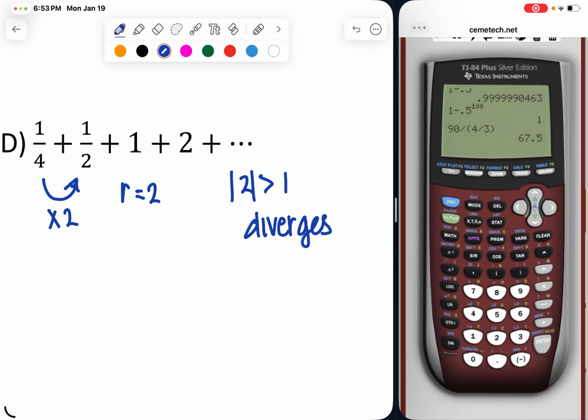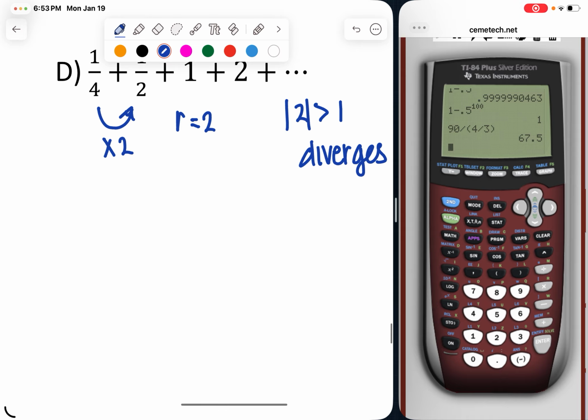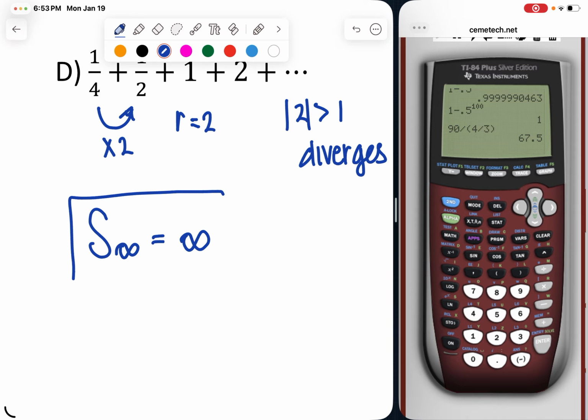Therefore, we're not using the formula. We're saying the sum of this infinite series, since we're just going to keep multiplying by 2 and adding on to it, is going to go on forever and ever, go on infinitely.